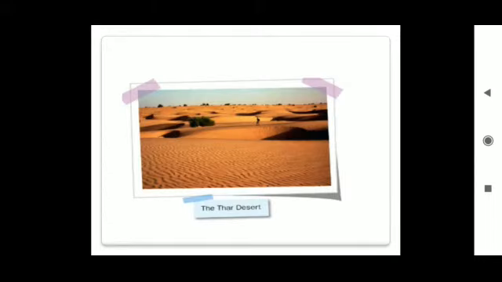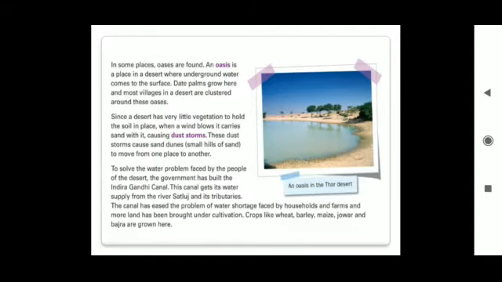This is a picture of the Thar Desert. We can see the sand till far off, it is all looking dry and sandy. In some places oases are found. Now what is an oasis? We have learnt before also. An oasis is a place in a desert where underground water comes to the surface.